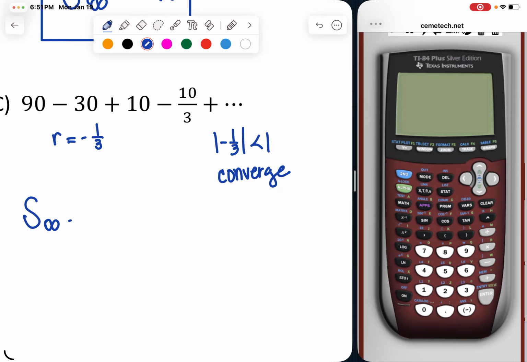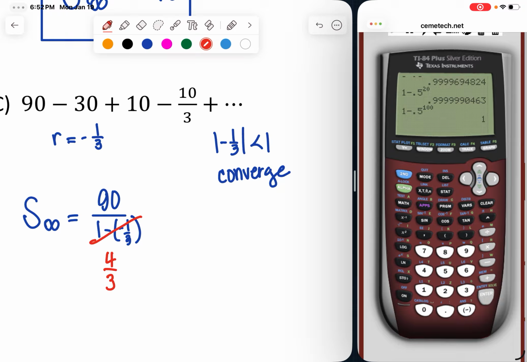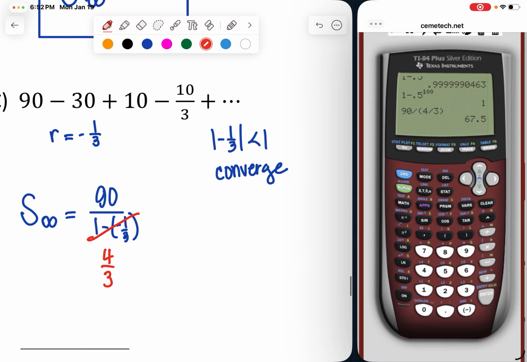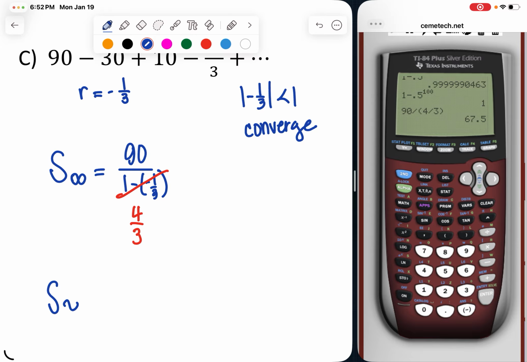So my formula, the sum of the infinite series, is equal to the first term, which is 90, over 1 minus my ratio, which is -1/3. All right, 1 plus 1/3 is 4/3. So I'm going to do 90 divided by 4/3, or that's times 3 divided by 4, which is 270 divided by 4. I get 67.5. So the sum of the series, you do get an answer.